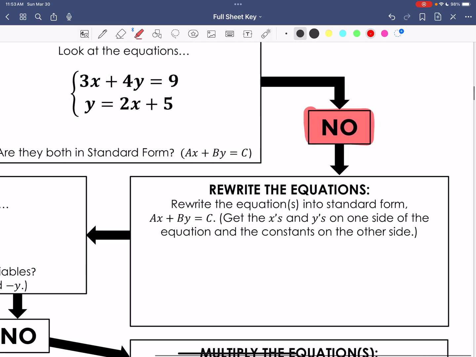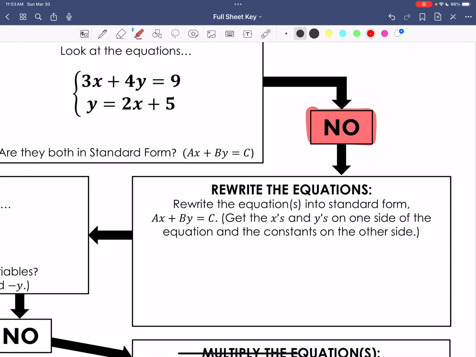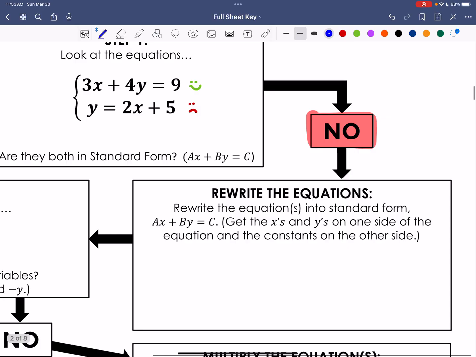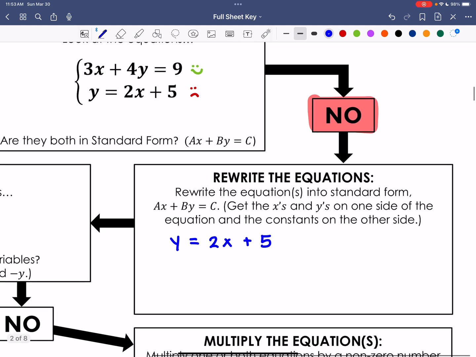So that brings us to this box. It says rewrite the equations into standard form, which really, again, is just saying get the x's and y's on one side and get the constants on the other side. So looking at what we got, the first one was good to go. The second one is what we needed to improve. So I'm going to copy down that second equation, which was y equals 2x plus 5. And we need to get our x over. So we're going to say minus 2x from both sides, which gives us the 2 x's we just subtracted plus the y that was already there equals 5.